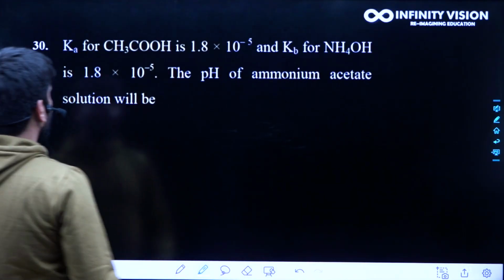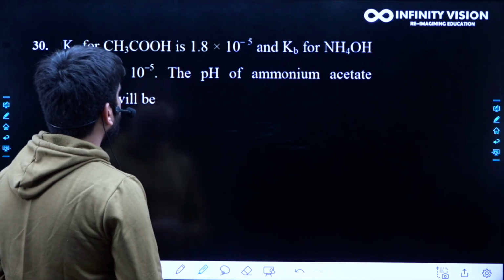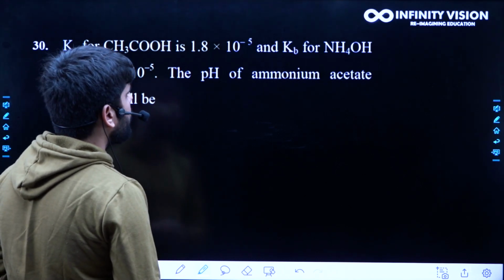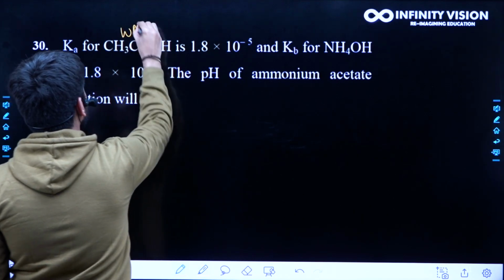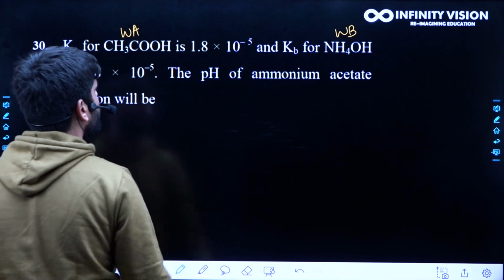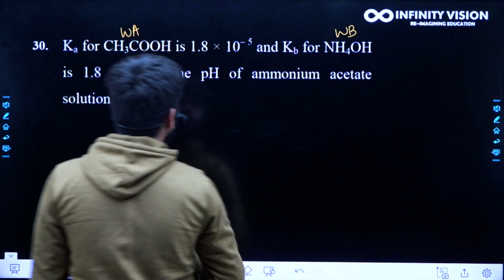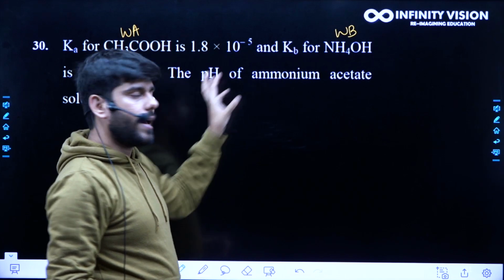So let us see the last question for today. Ka for acetic acid is 1.8 into 10 to the power minus 5, and Kb for ammonium hydroxide is this. Acetic acid being a weak acid and ammonium hydroxide being a weak base, we are supposed to find out the pH of this salt. So this is a question from salt hydrolysis of a salt of weak acid and weak base.